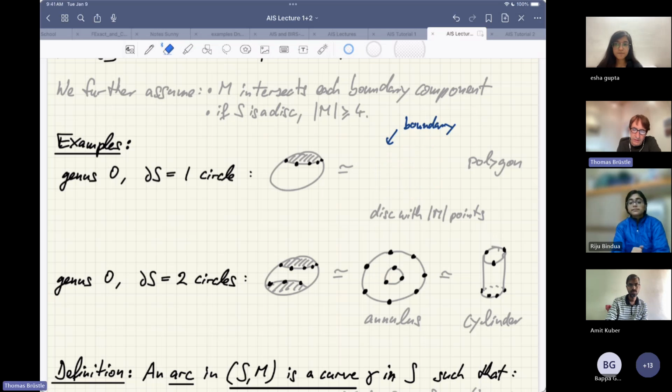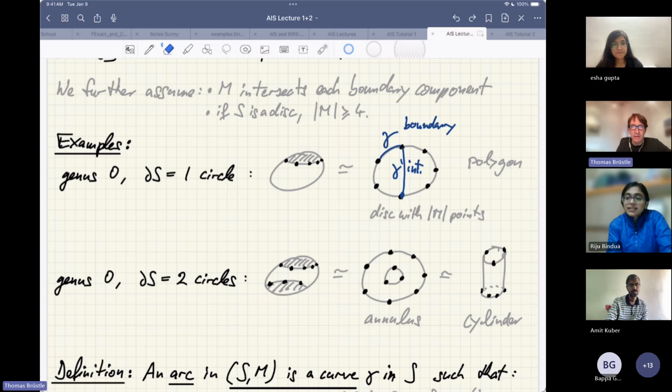Now I destroyed everything. Good. Where's my polygon? I shouldn't do this. Yeah, that's good. So you see my internal arcs? In the disk model, the polygon model, the internal arcs are the actual diagonals, and the boundary arcs are the arcs which are actually on the boundary: 1, 2, 3, 4. That's good.